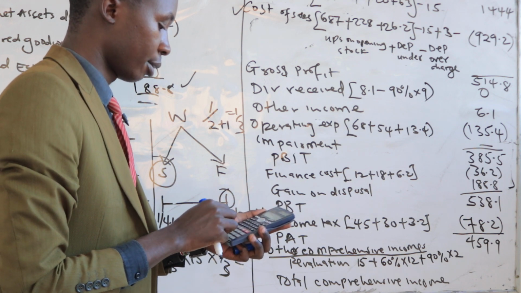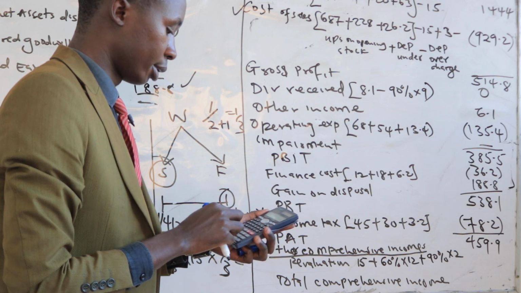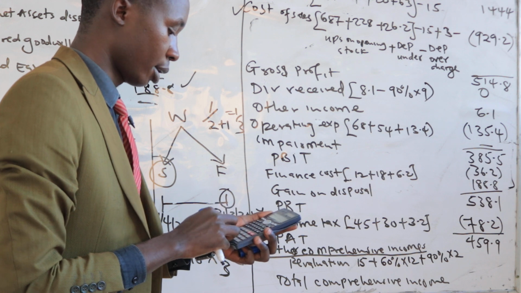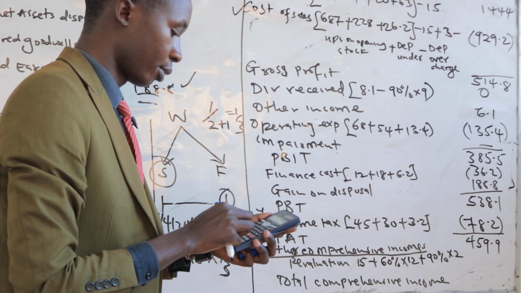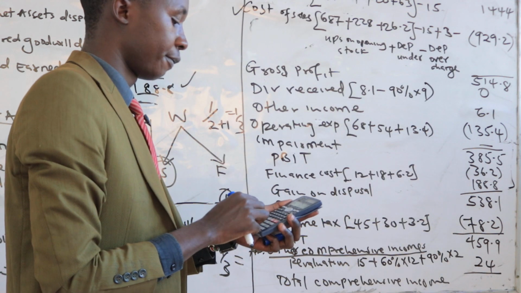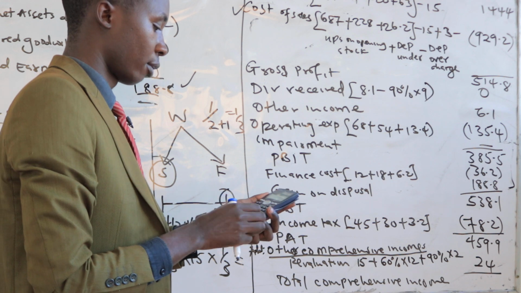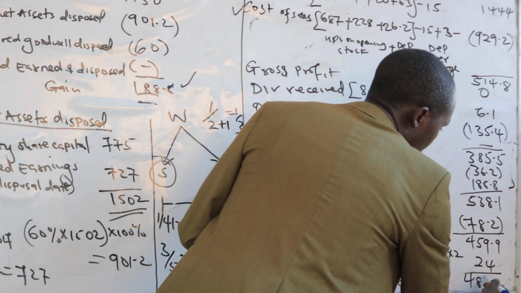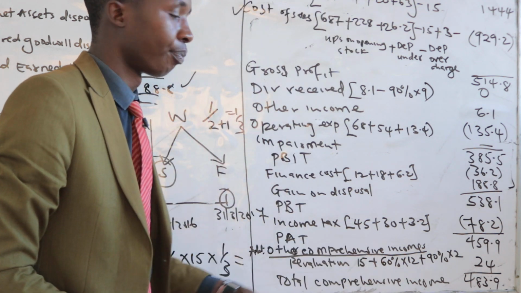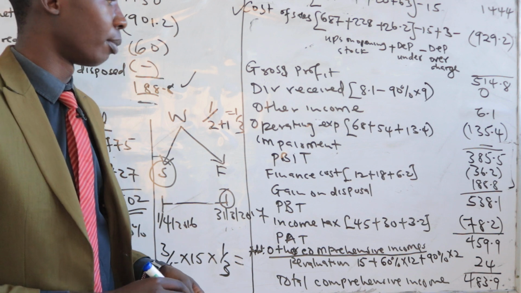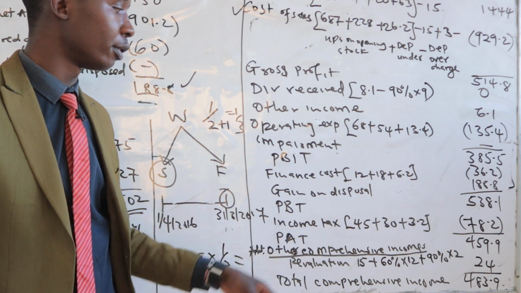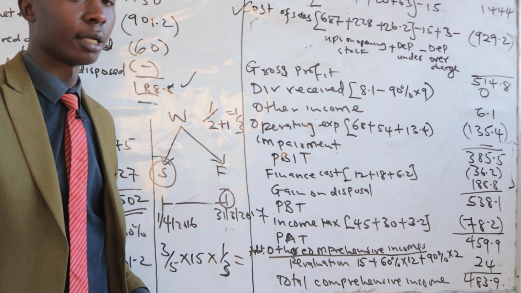If I do the rest, that is the revaluation. I will take 15 plus 0.6 times 12, then add 0.9 times 2, and I'm getting 24. So if I add 459.9 plus 24, I'm getting 483.9. The only part remaining is the profit attributable to the non-controlling interest, the profit attributable to the NCI.